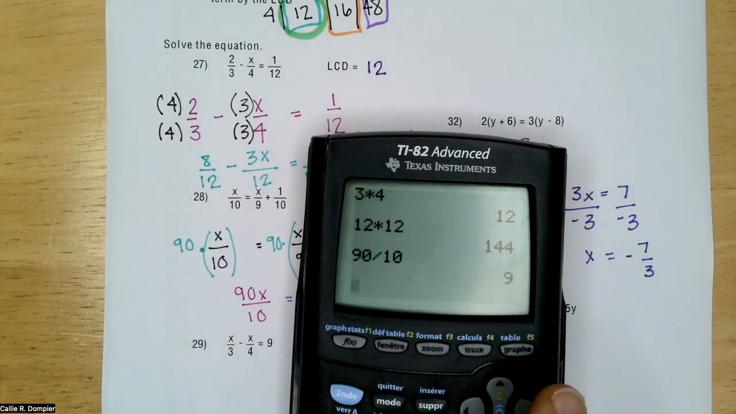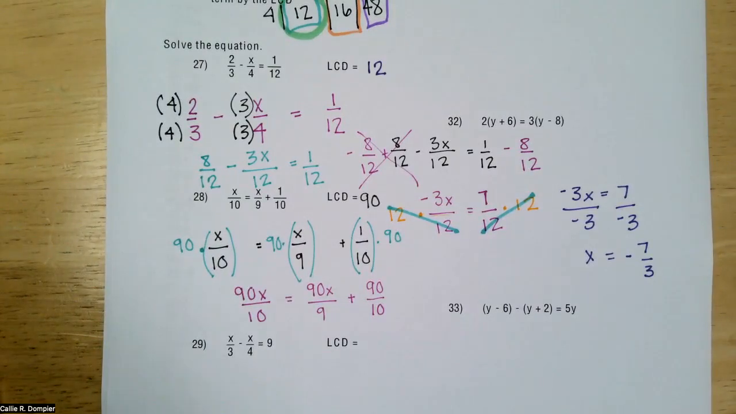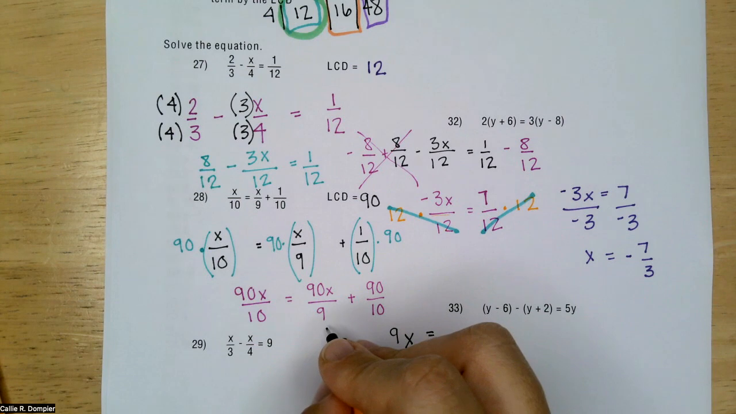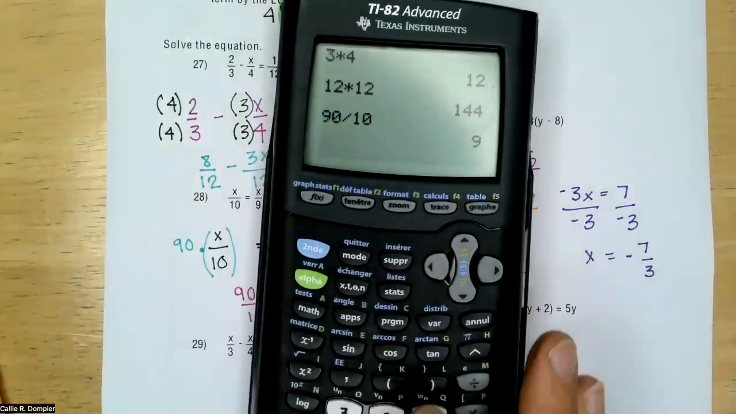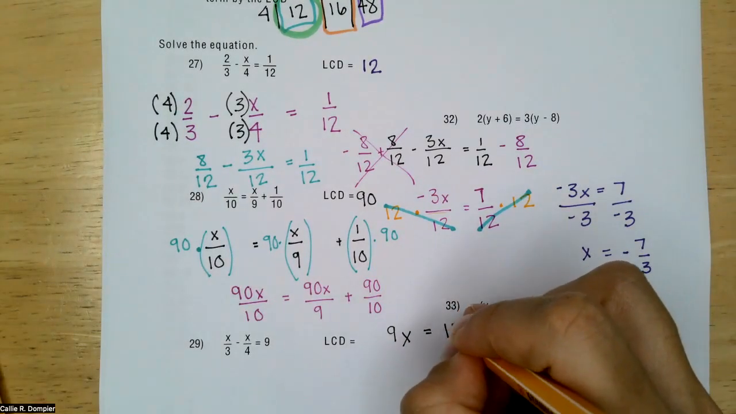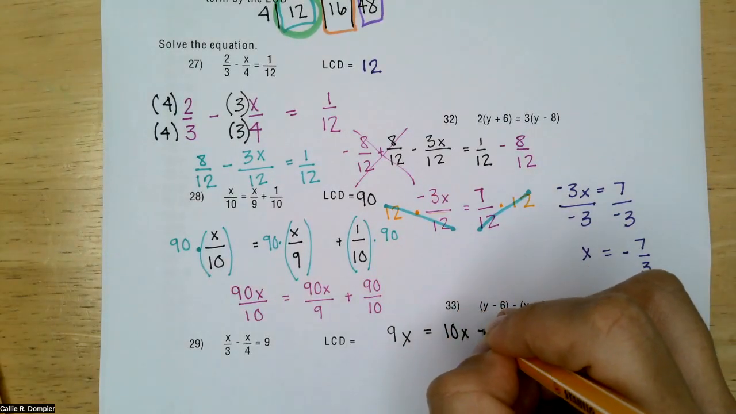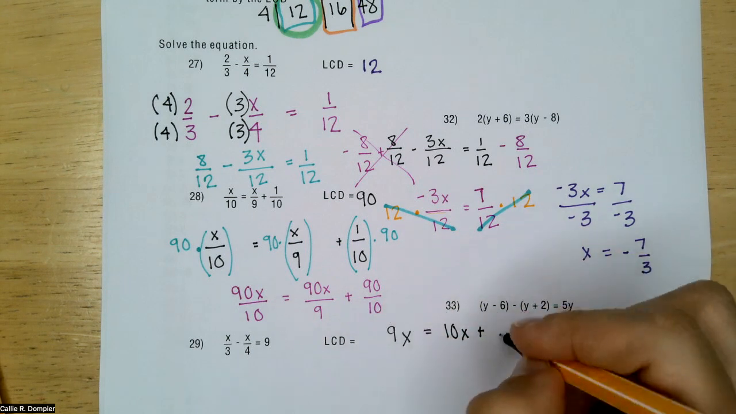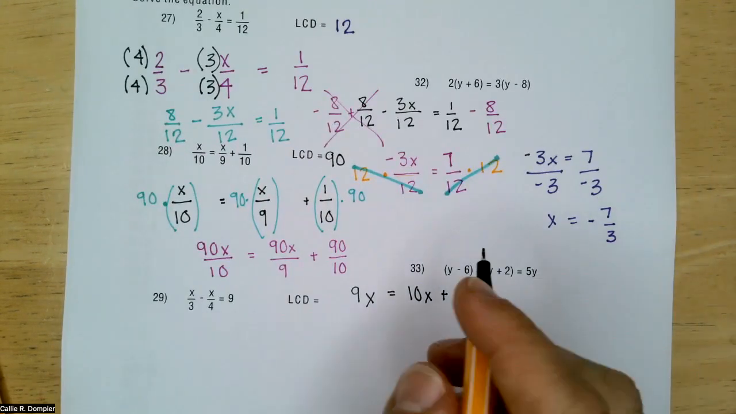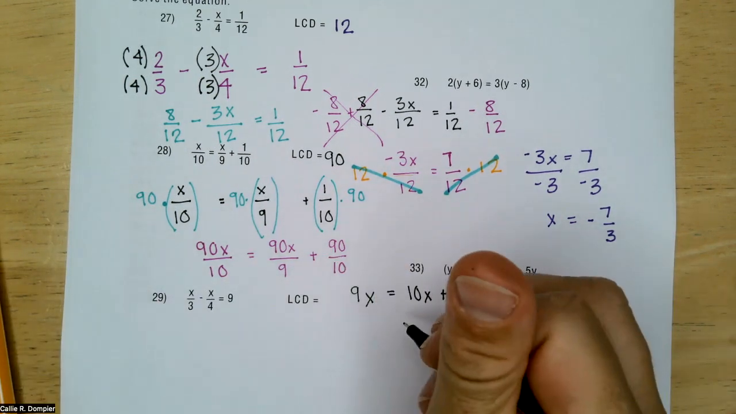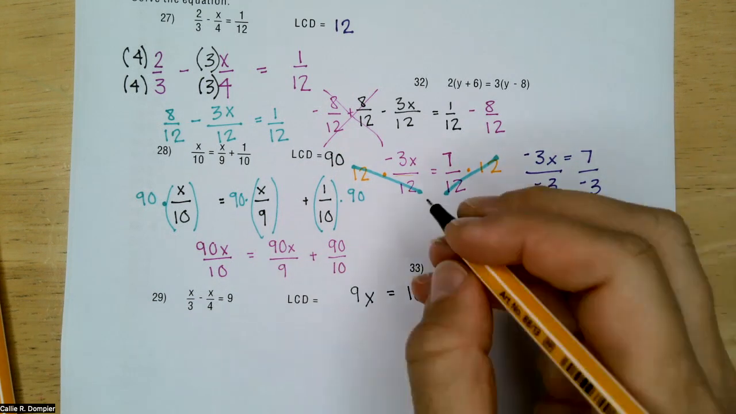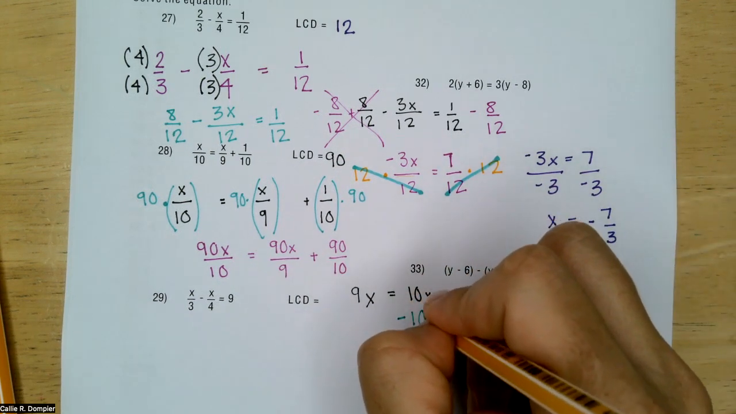90 divided by 10 is going to be 9x equals 90 divided by 9 is 10, right? Plus 90 divided by 10, we already know is 9, right? Okay, now it's gone. We're going to move the 10 over. You're also welcome to move the 9 over if you don't want to deal with a negative x. But I'll deal with a negative x just to show you an example.